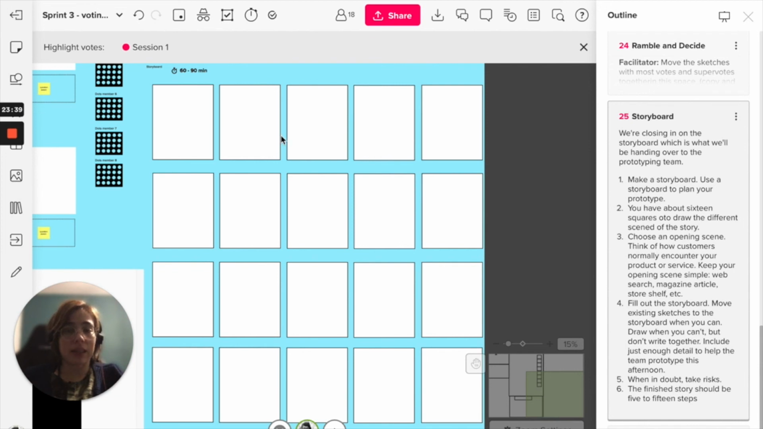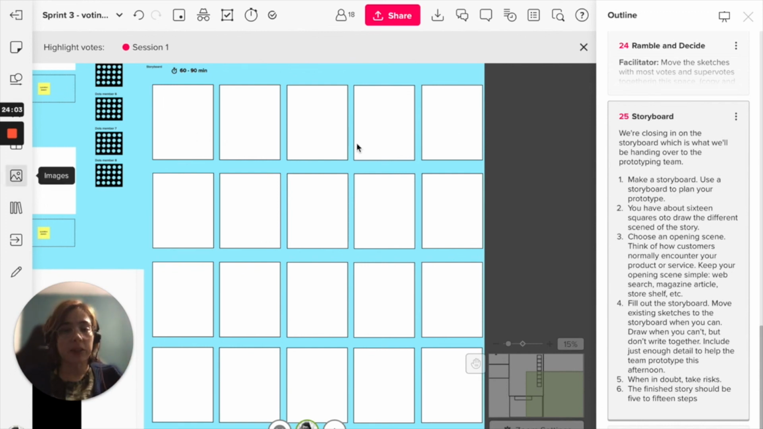The idea is that each storyboard should have at least 5 scenes, and this is really the minimum, and at max 16 scenes. So the more you get, the better, because it's more detail, and again, it's going to help you in the prototyping phase.